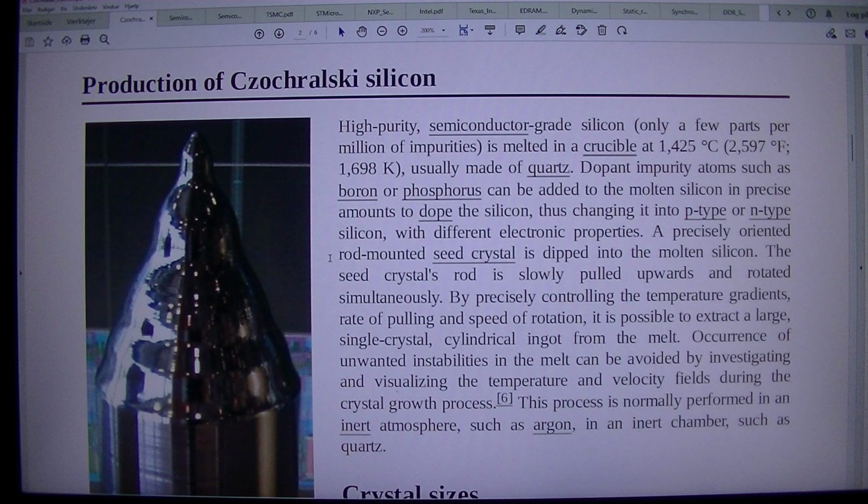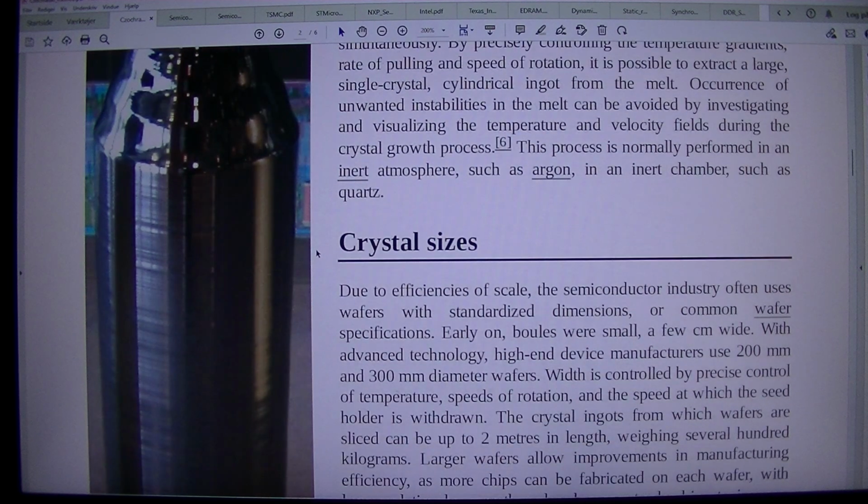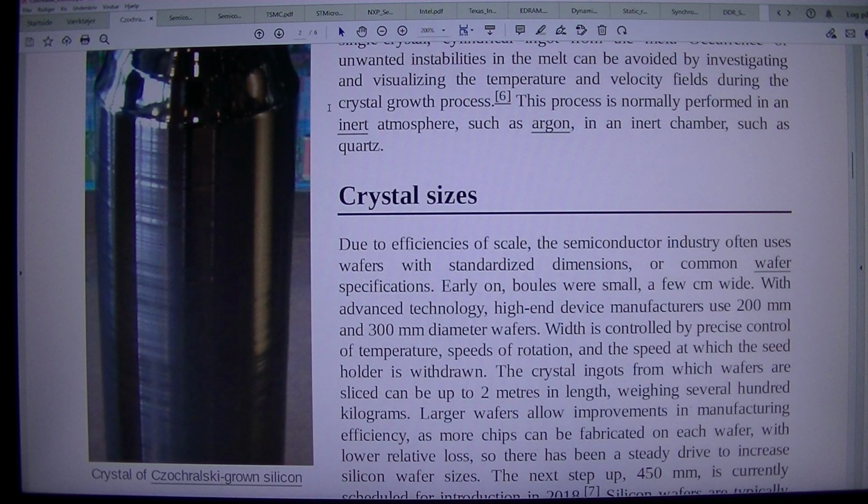A precisely oriented rod-mounted seed crystal is dipped into the molten silicon. The seed crystal's rod is slowly pulled upwards and rotated simultaneously. By precisely controlling the temperature gradients, rate of pulling and speed of rotation, it is possible to extract a large single-crystal, cylindrical ingot from the melt. Occurrence of unwanted instabilities in the melt can be avoided by investigating and visualizing the temperature and velocity fields during the crystal growth process. This process is normally performed in an inert atmosphere, such as argon, in an inert chamber, such as quartz.